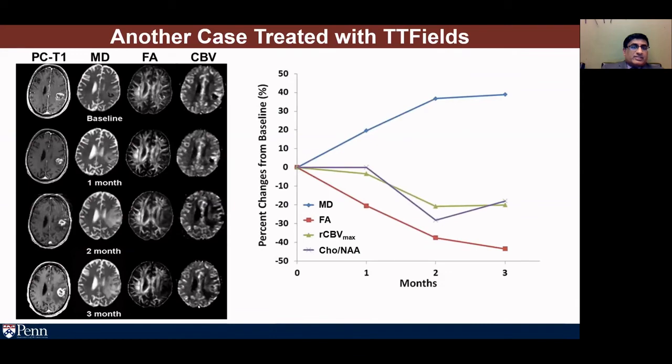So this is basically another case. This patient was followed until 3 months, and again, as you can see here, there is a progressive percentage increase in the MD at different follow-up periods compared to the baseline. Then there is a decrease in the choline up to 2 months, and then a slight increase in the choline to NAA ratio at the third follow-up period, where there is a continuous decrease in the FA value. At the same time, if you look at the rCBV, there is a slight decrease and then it almost stabilizes. So this patient also showed a positive response to the treatment.